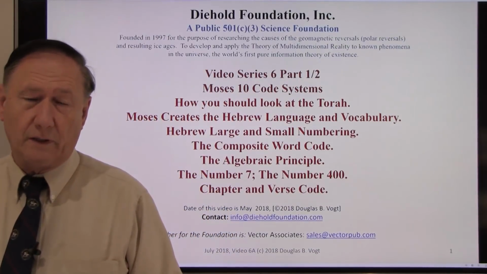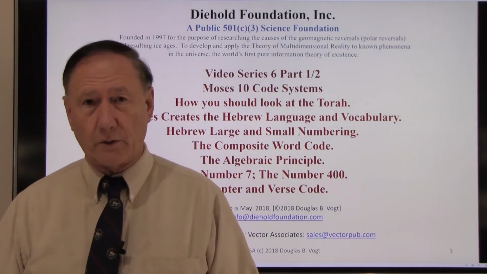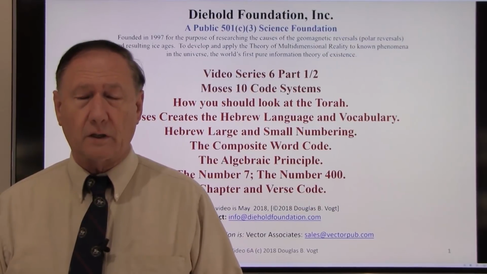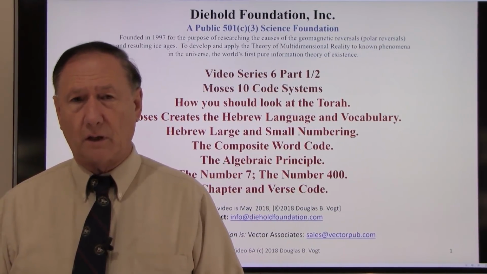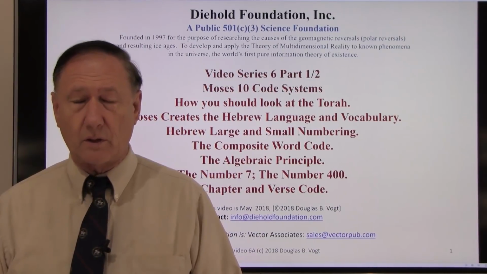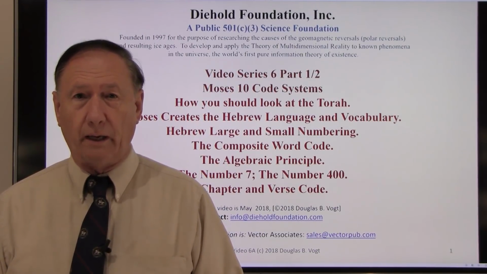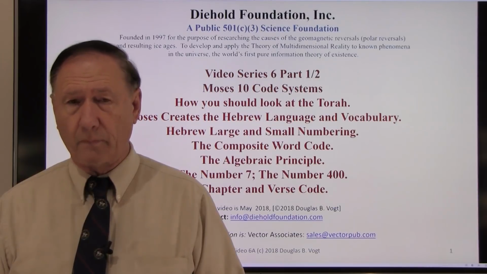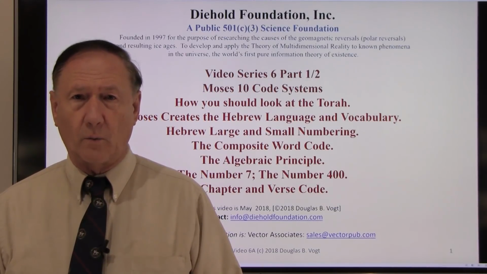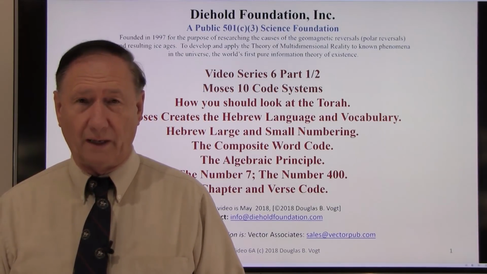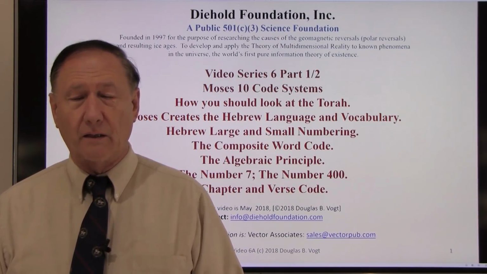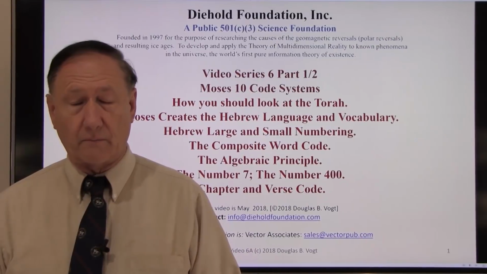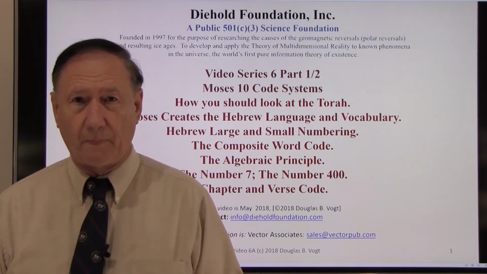This is going to be video series 6, in 2 parts. It covers Moses and the 10 code systems. This video is going to cover 7 of the code systems. Some were known by rabbis and priests and others were not. The later ones were definitely not known by the rabbis except in the First Temple period, and the second video will have stuff that they just didn't know at all.